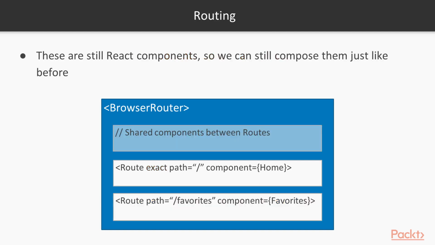So we can compose this with the components that we already have to create, for example, some shared layout between routes. That's very handy, for example, for rendering a header in each route without having to define it inside them over and over. So let's see this in practice.